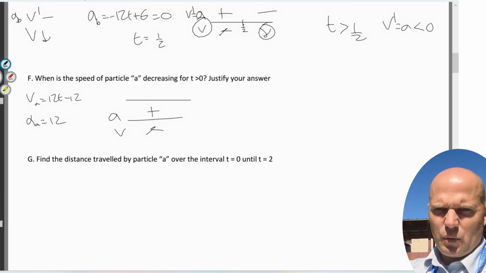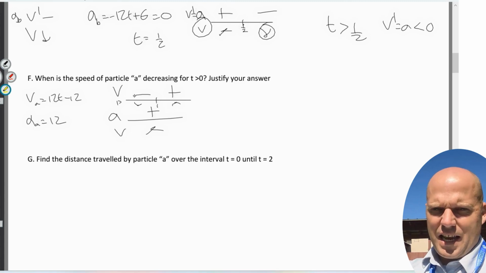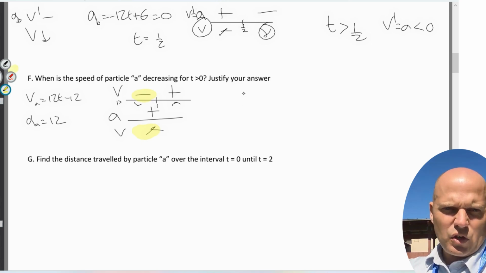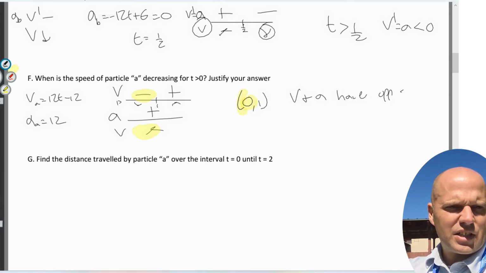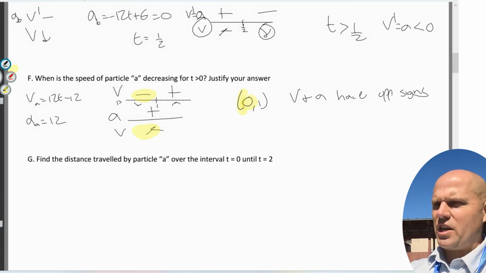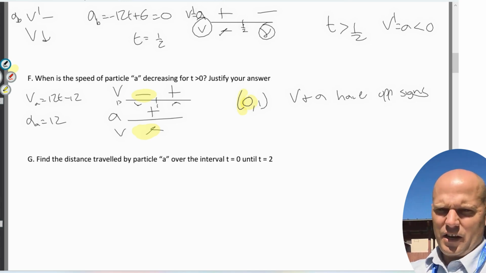My velocity is positive until 1. Now it's negative until 1. It's positive after 1 if I plug in values. That means my position is decreasing or increasing. But really for speed, you're looking at velocities getting closer to 0. When your velocity is negative and increasing, or when your velocity is negative and your acceleration is positive. So from 0 to 1 is my answer. My justification is V and A have opposite signs. It's the easiest justification. You could say your velocity is negative and increasing on that interval.